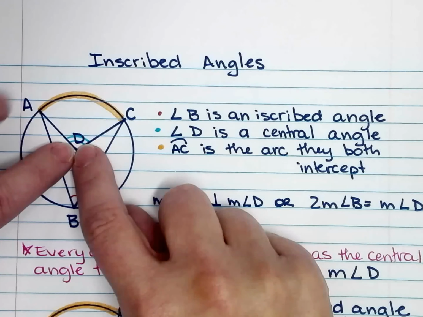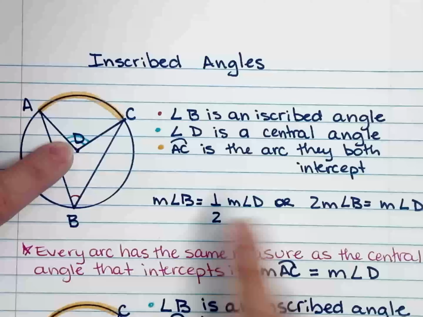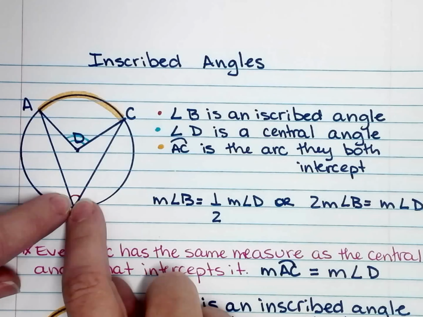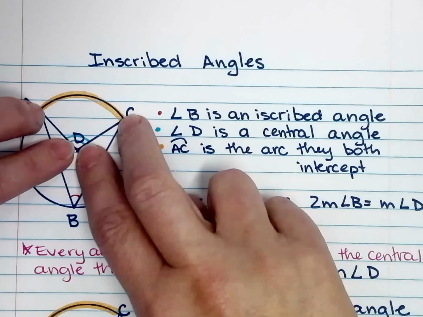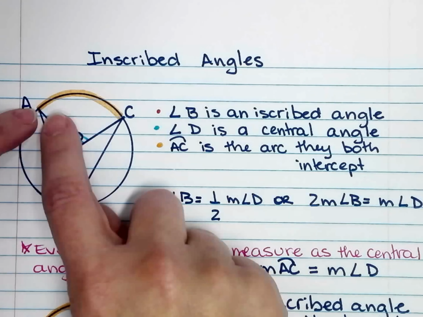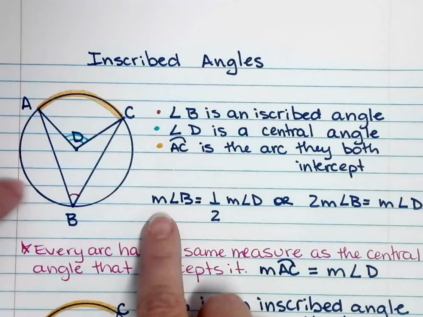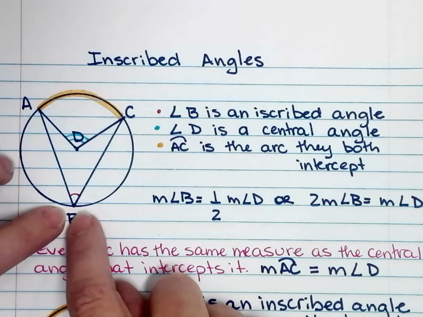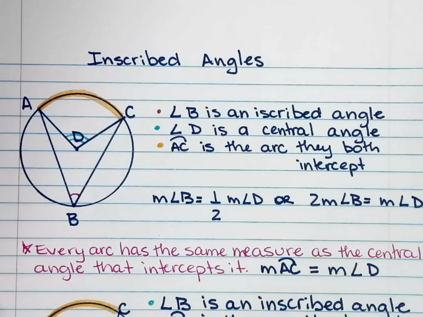So if the central angle and the arc are congruent, we already know that the measure of angle B is half of the measure of angle D, okay? Because these two are congruent, and we can see that there. The measure of angle D is congruent to the measure of the arc. That means the inscribed angle is half of the measure of arc AC. Okay, that's one thing we need to know.